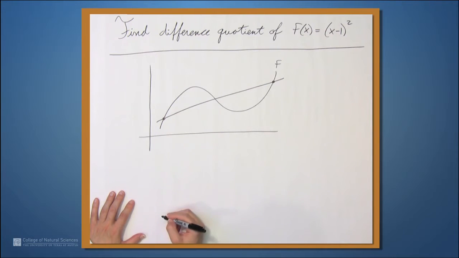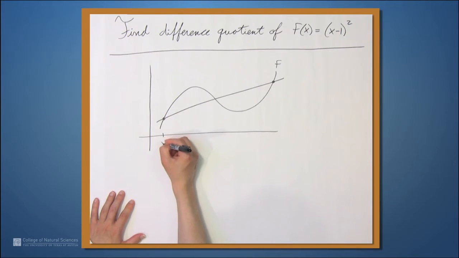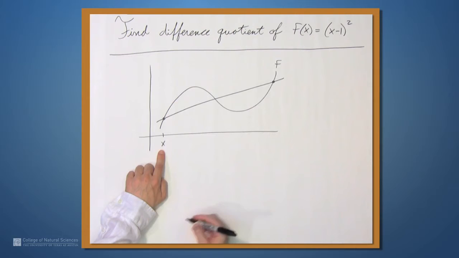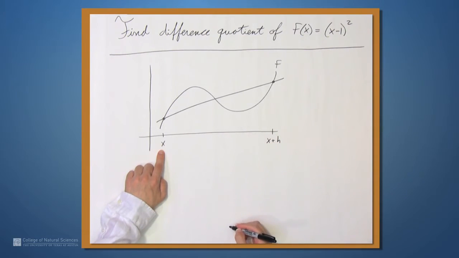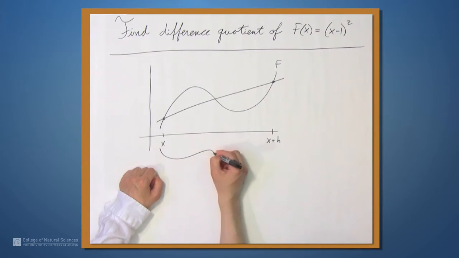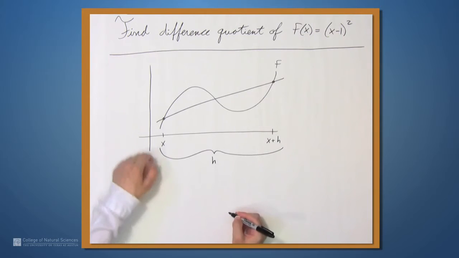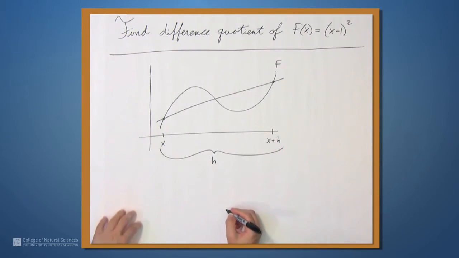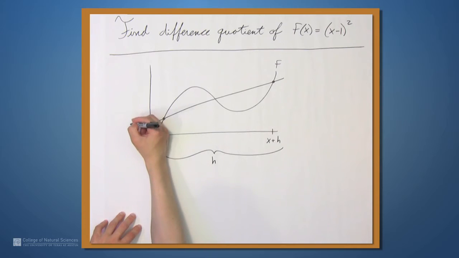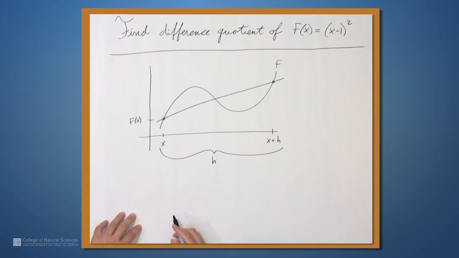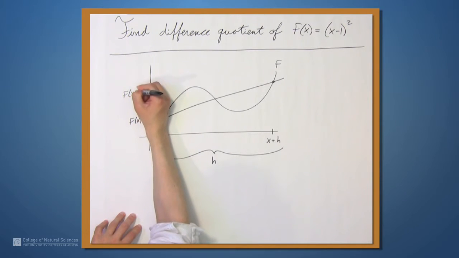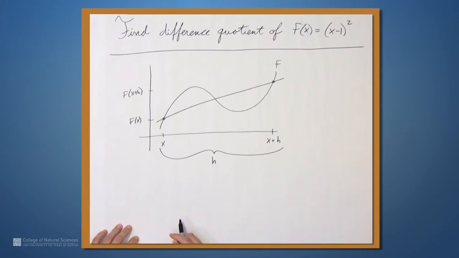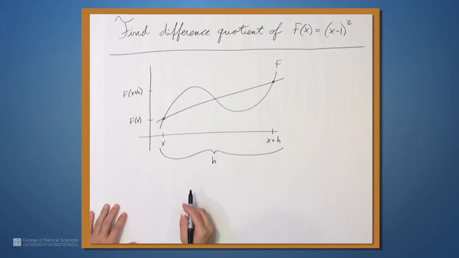Difference quotient is the slope of a line like this. So let's say that we have the point x here and the point x plus h over here. That means in particular that the distance between these two things is h. So now if we trace each of these points over to the y-axis, this is f of x. And if we trace this one over, it becomes f of x plus h. So the difference quotient is the slope of this line.